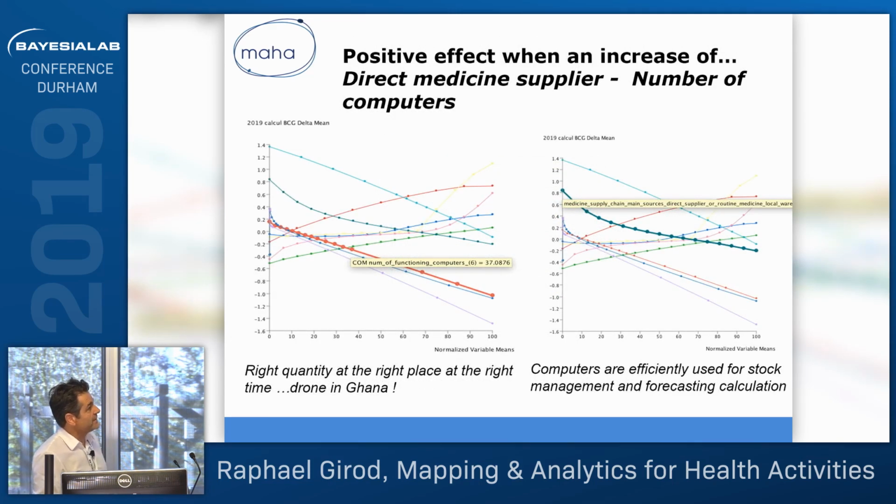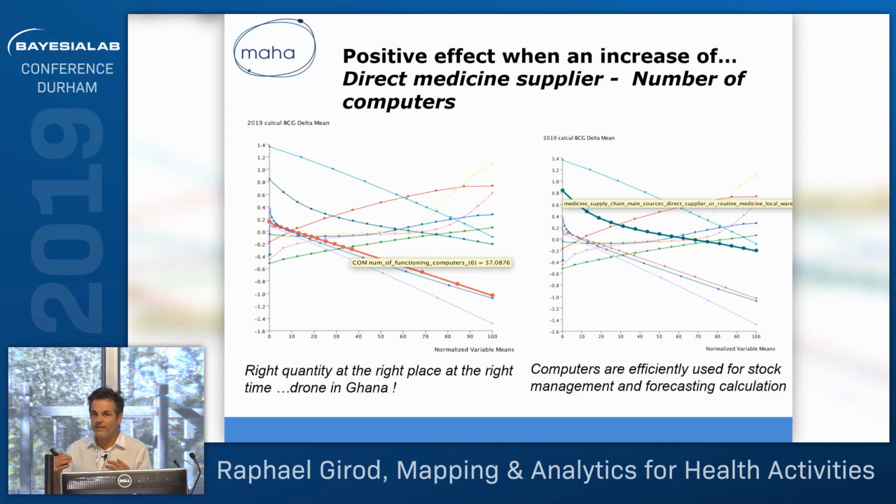Another type of positive effect is the number of computers. It's obvious. If you have this tool available, you can better quantify your needs of vaccines, or you can also better manage your stock. It is such a powerful means.